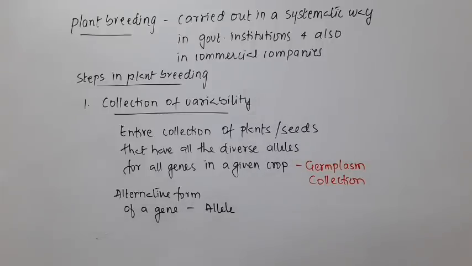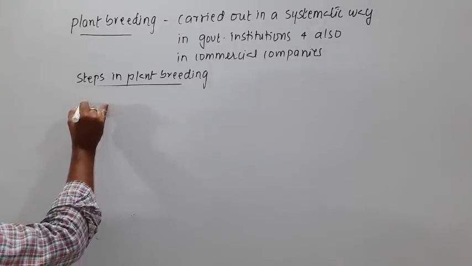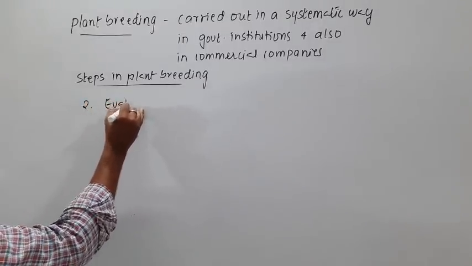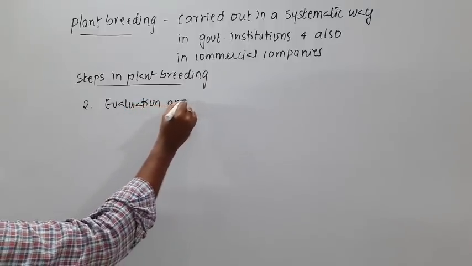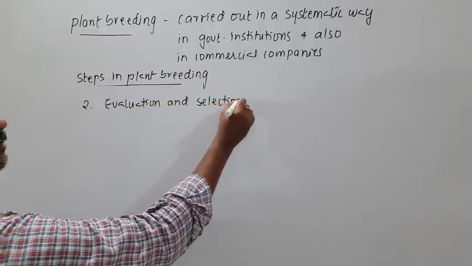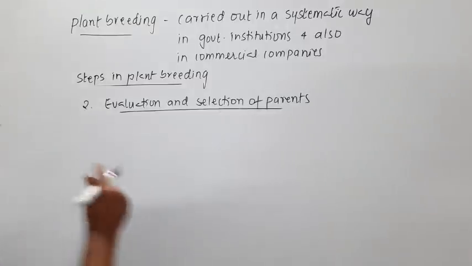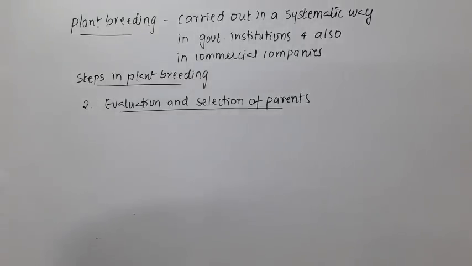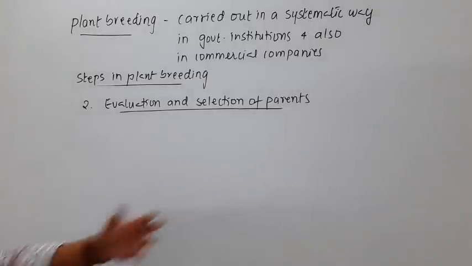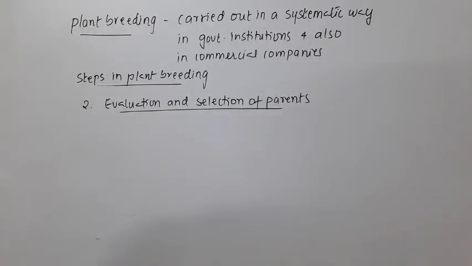The next one is evaluation and selection of parents. This will be the second step. Whatever germplasm we collected, we will evaluate it for the characters that we require. And if we find plants or seeds with desirable characters, then we are going to make them the parents.